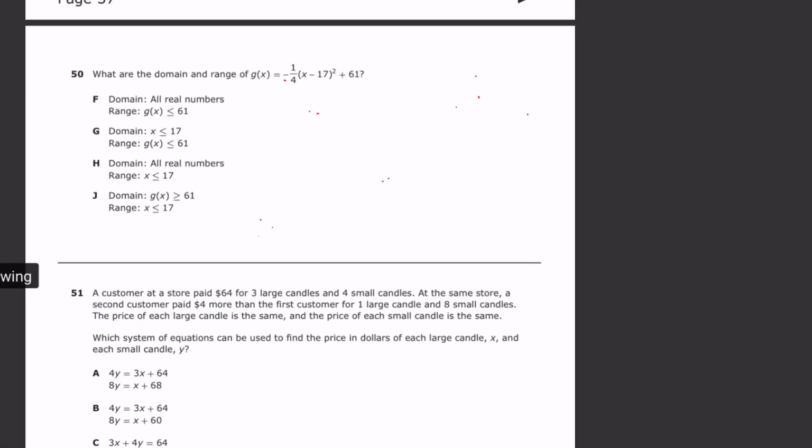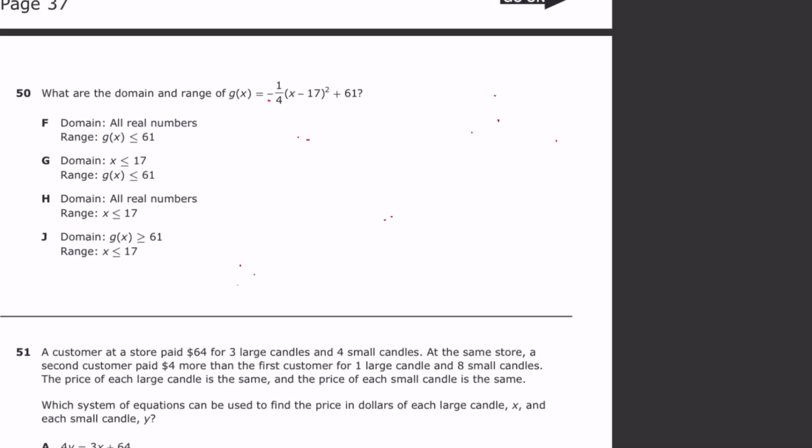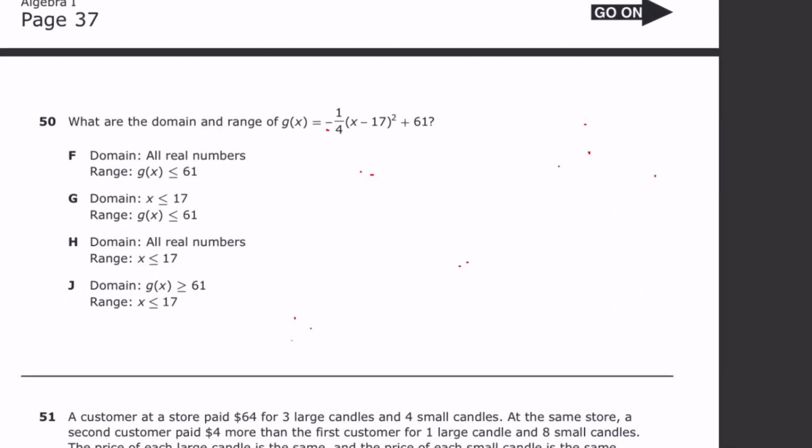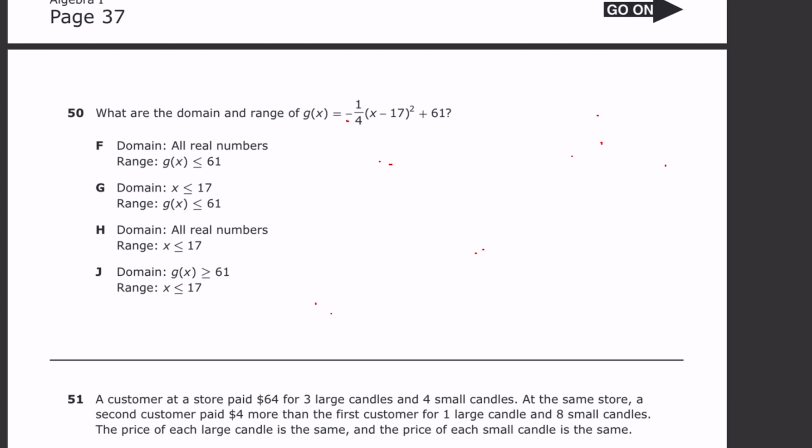So 50th one, you can see here, what are the range and domain of g of x? Here you have to see this. In this you can see that domain is nothing but x can take all values between minus infinity and infinity. That means all real numbers x can take. So it can be either f or your h. So now in these two, which can be correct?